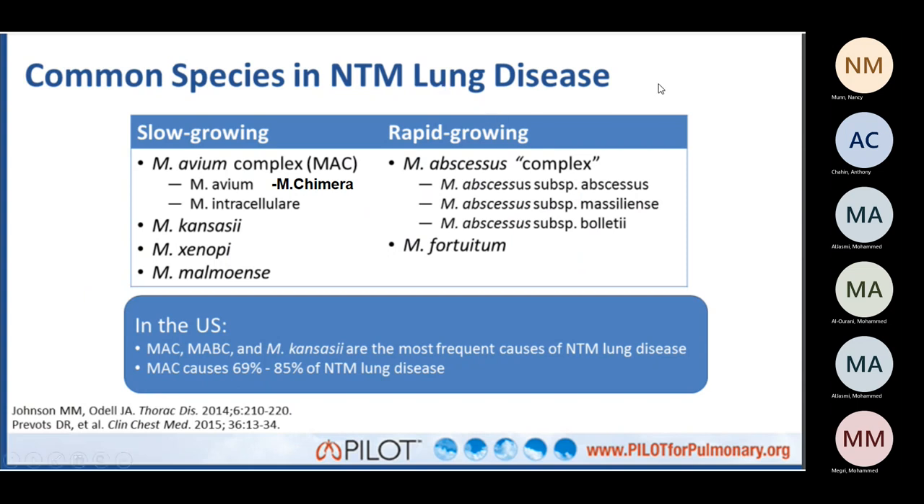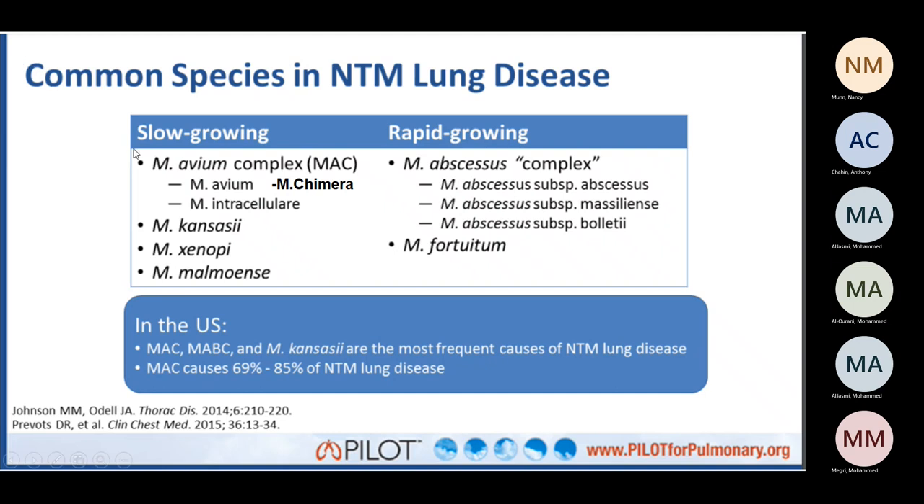Now, out of these almost 200 species, for us, the most common ones are grouped into slow growers and rapidly growing organisms. The slow growers, which is the most common group we encounter, is the MAC group. So this is Mycobacterium avium, and then you have intracellulare. And the third one is Mycobacterium chimaera, which is the patient that we saw at the VA. So in patients who have had CABG, the organism can be contaminating the bypass circuit. And there have been reports of patients post-CABG developing disseminated infections, even endocarditis or pulmonary infection coming from contamination. But that's the big group, the MAC group, which has these three organisms.